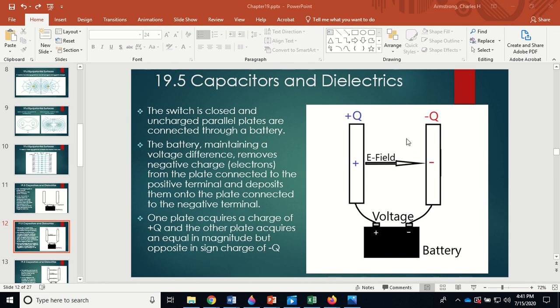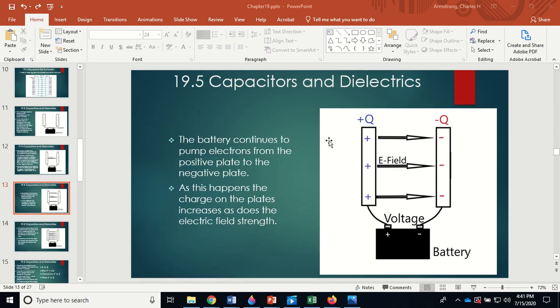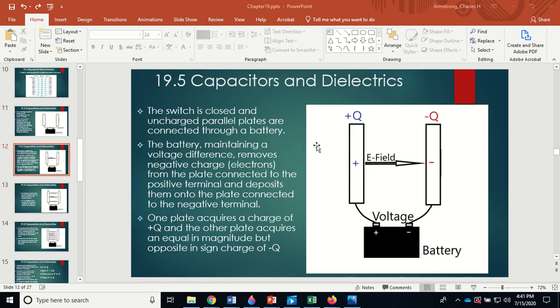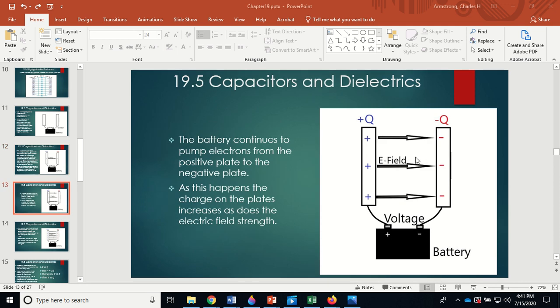These charges will not be very big at the beginning. They'll be rather small. But we keep hooking this setup up, and the battery continues to pump electrons from the positive plate to the negative plate. As this happens, the charge on the plates increases, as does the electric field strength. Up here I only had one little line representing the electric field. Here I've got 2 of them.